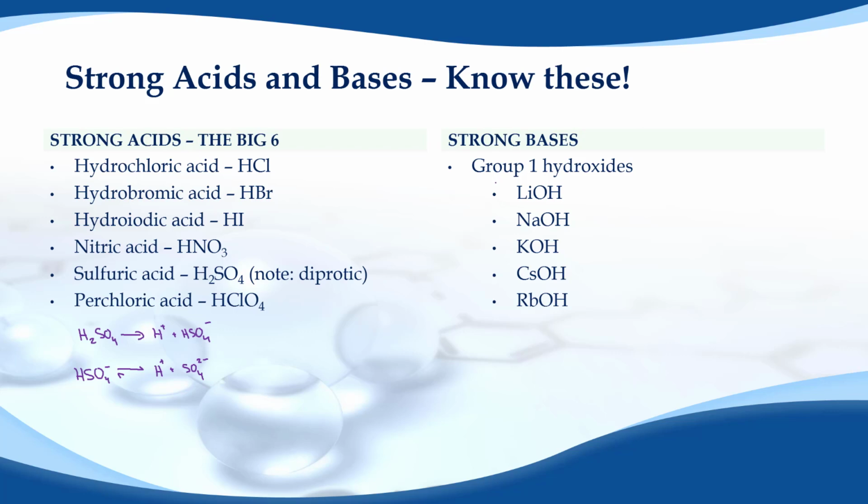Your strong bases, for right now, are only going to be group 1 hydroxides. So lithium, sodium, potassium, cesium, rubidium hydroxide. As we go on later in the year, after we learn about why solubility happens the way that it does, I'm going to add a couple more strong bases to this list, basically lower half group 2. But for right now, we're just going to use group 1. All right, so those are the strong acids and strong bases. Please have them memorized.